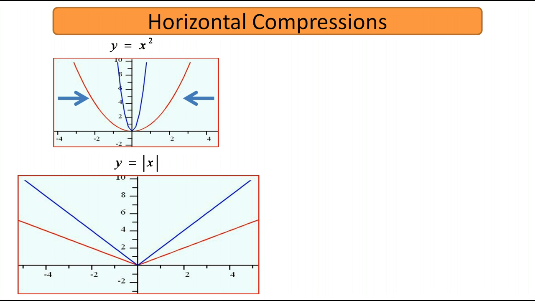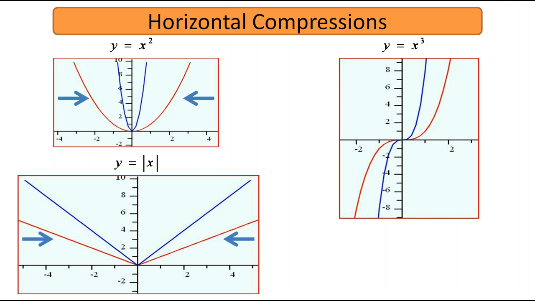Same thing happens for absolute value. The red is the parent function, and when you compress it horizontally, it makes it skinnier, and the result is the blue. Here's your cubic function, and again, the red is your normal parent function, and when you compress it horizontally, it squishes it, making it skinnier, and your result is the blue.